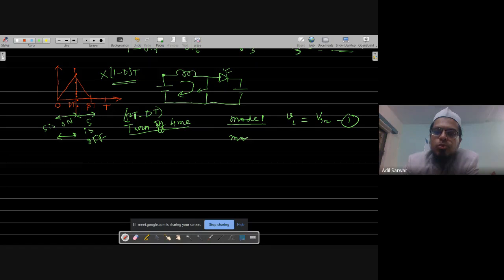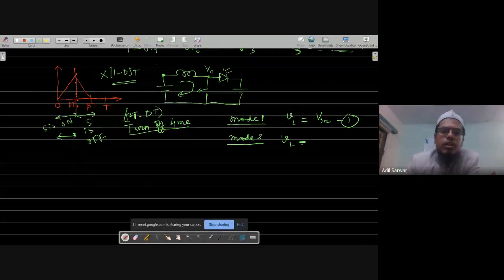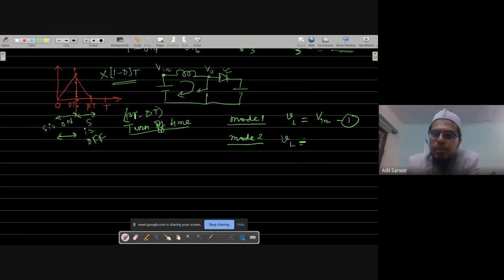And in mode 2, the inductor voltage VL is equal to, since now the diode is conducting and the switch is off, this point is at Vo and this point is Vin. So VL will be equal to Vo minus Vin.